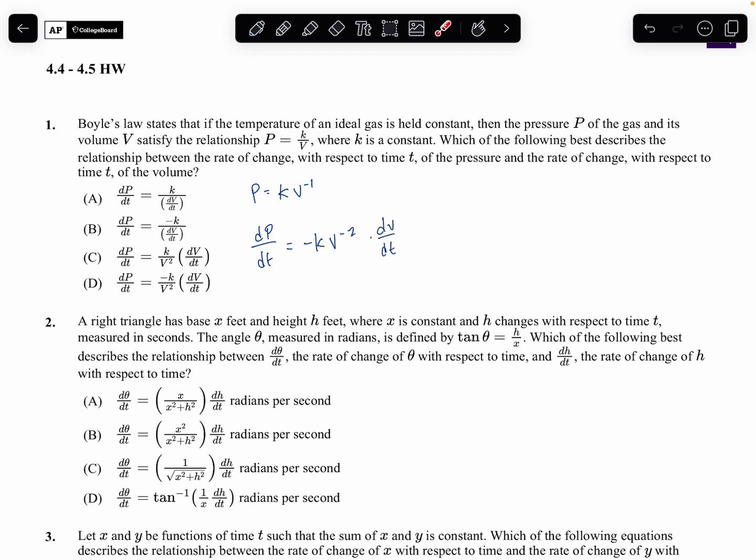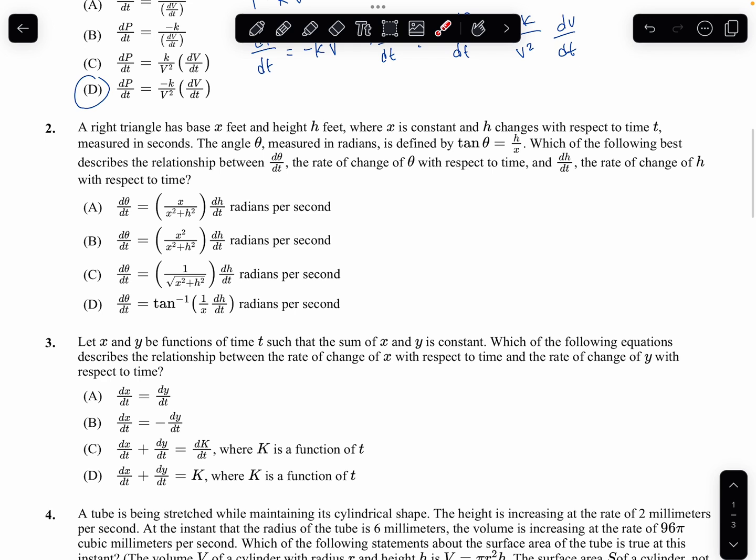So this is implicit differentiation because we're taking the derivative of V, which is a function of time. Okay, and if I just do some algebra, this is equal to negative K over V squared times dV dt. So that would be D right there.